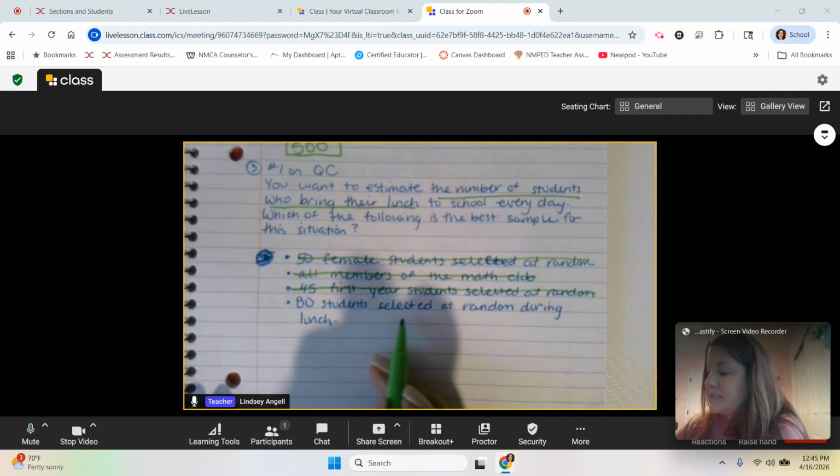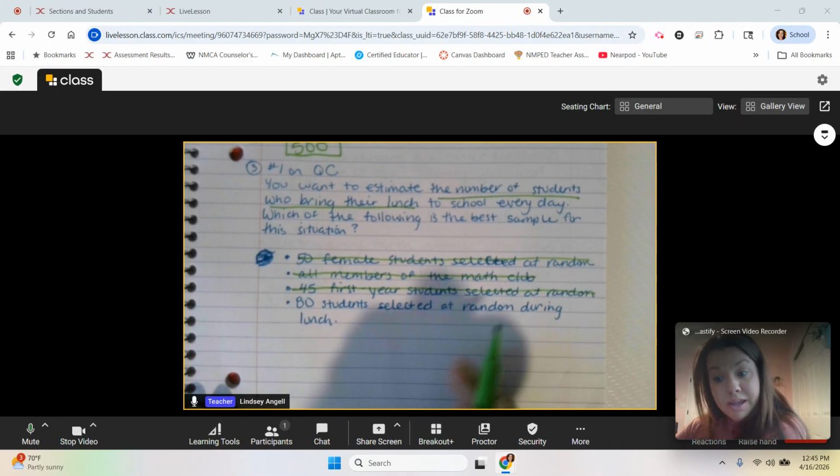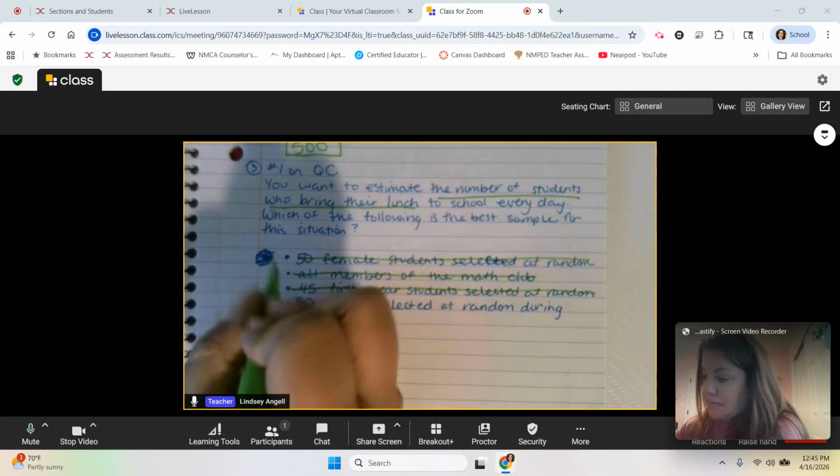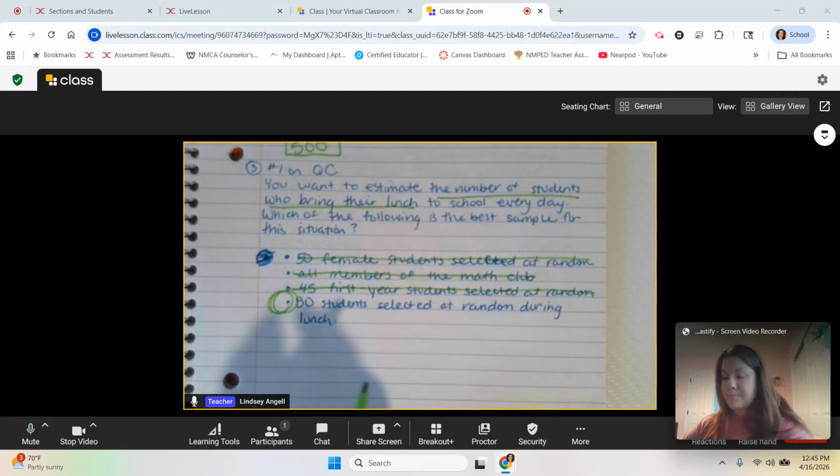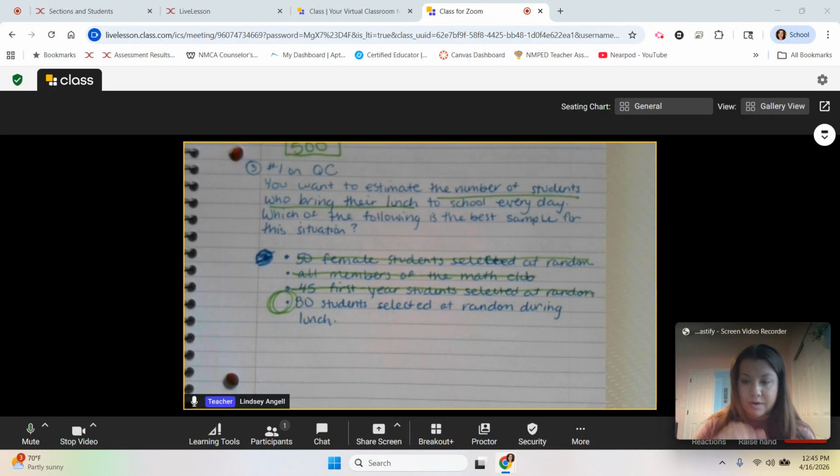This last one, 80 students selected at random during lunch. Look at that. Probably in the cafeteria, right? So that would be the perfect place to study lunch, who brings their lunch, right? When they're eating. And then if they're selected at random, you don't care if they're male. You don't care if they're female. You don't care if they're in the math club. You don't care if they're a football player, right? It doesn't matter. They're selected at random, so that would give you the best sample to represent the entire school.